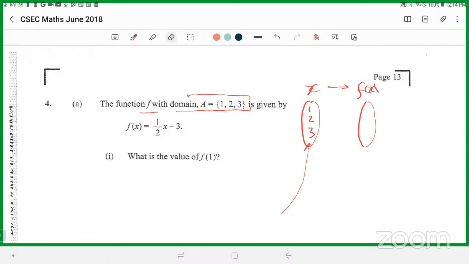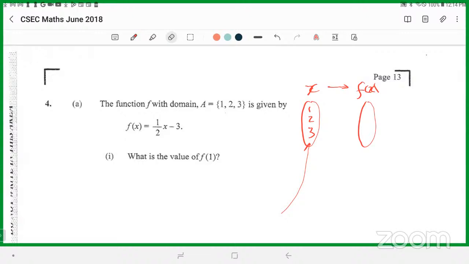Right? This is your domain A, right here. No other value can go inside there. No other value is accepted. X cannot take any other value than 1, 2, or 3. Only those three values can work, but they are defining what your domain is.